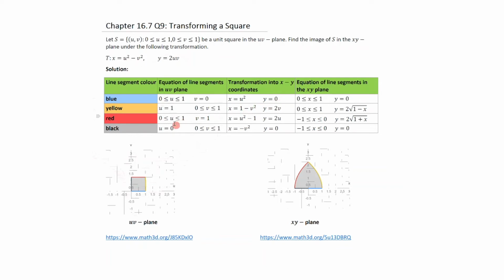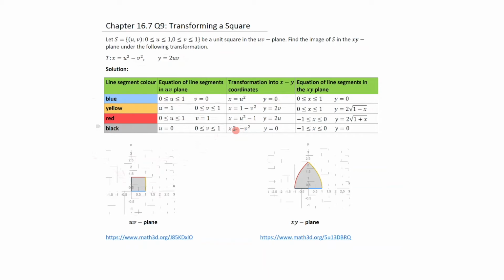The third would be v equals 1. So this becomes y equals 2u. And this becomes u squared minus 1, which is the row that you see here. And lastly, u equals 0 would mean y equals 0 and x equals minus v squared, which is what you see here. So there's a very procedural way of doing these things.